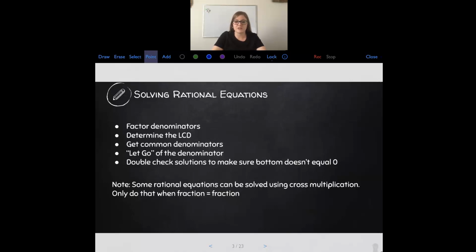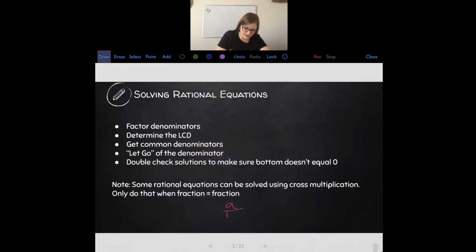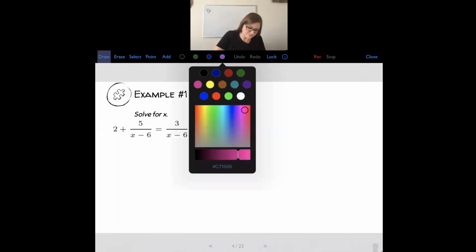And then just a note, some rational equations can be solved using cross multiplication, and you're only going to do that when we have one fraction equal to another fraction. So we have maybe something like a over b is equal to c over d, nothing else being added or subtracted to that. Okay, so let's jump in and get started.